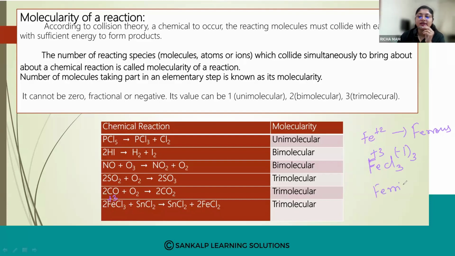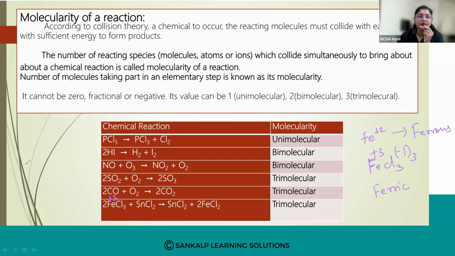So whenever the iron is in plus 3 state, it is called as ferric. And when the iron is in plus 2 state, it is called as ferrous. So ferric chloride in the presence of tin chloride gives you tin chloride plus FeCl2.